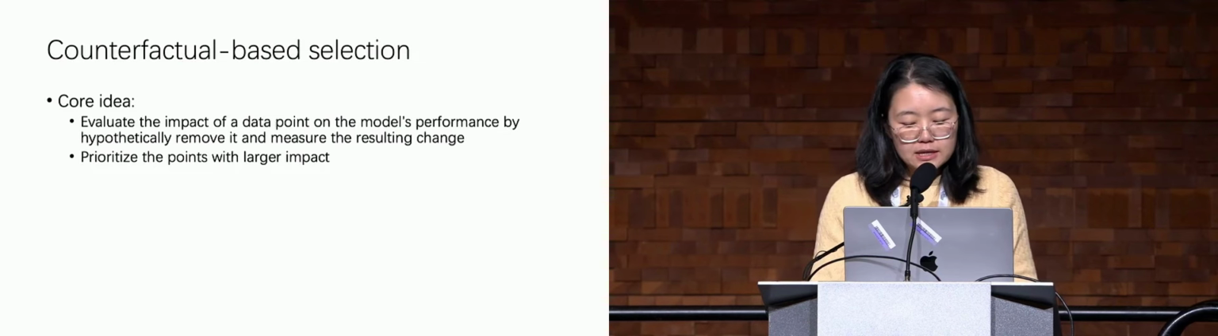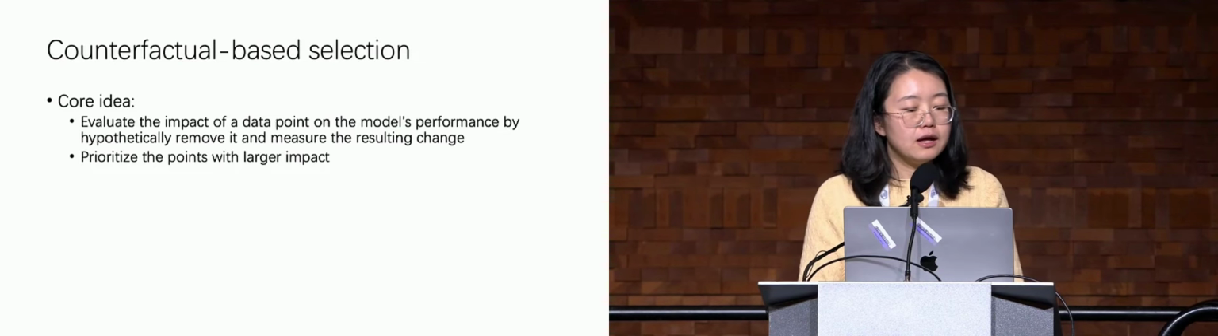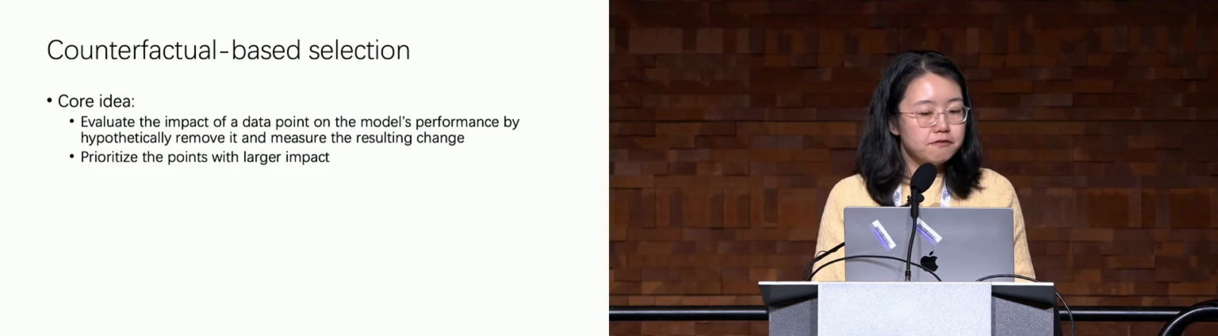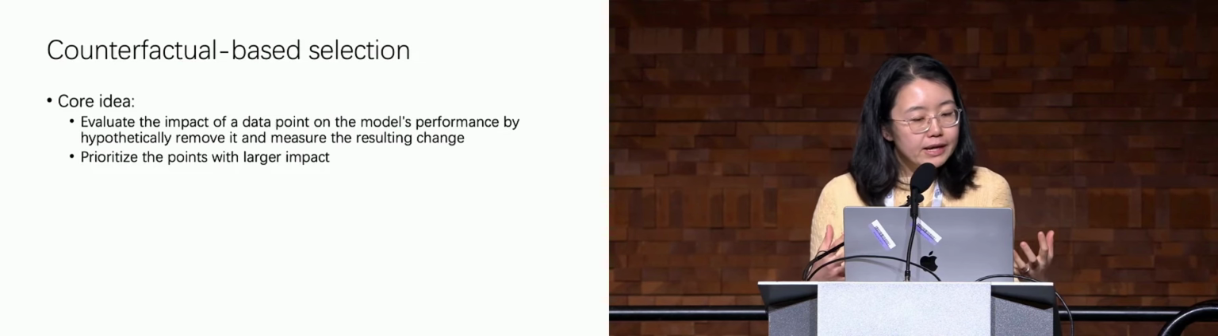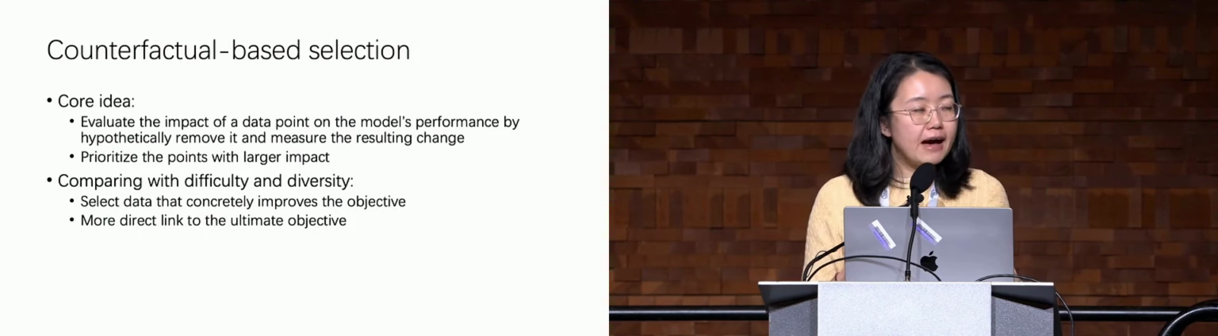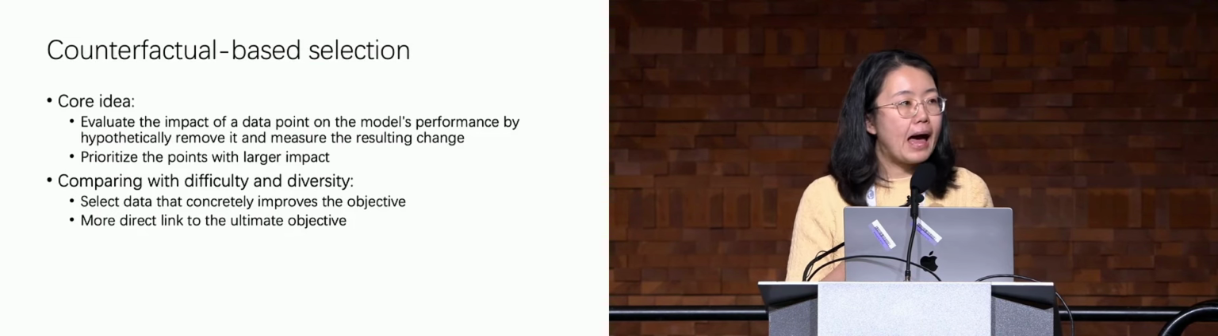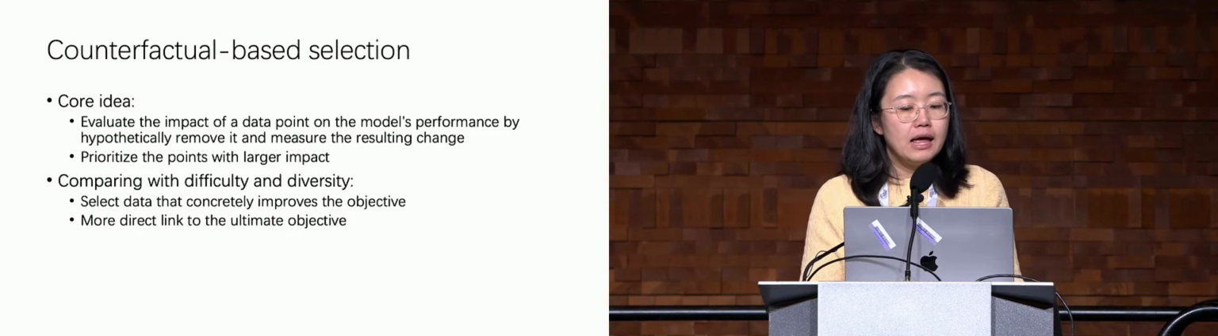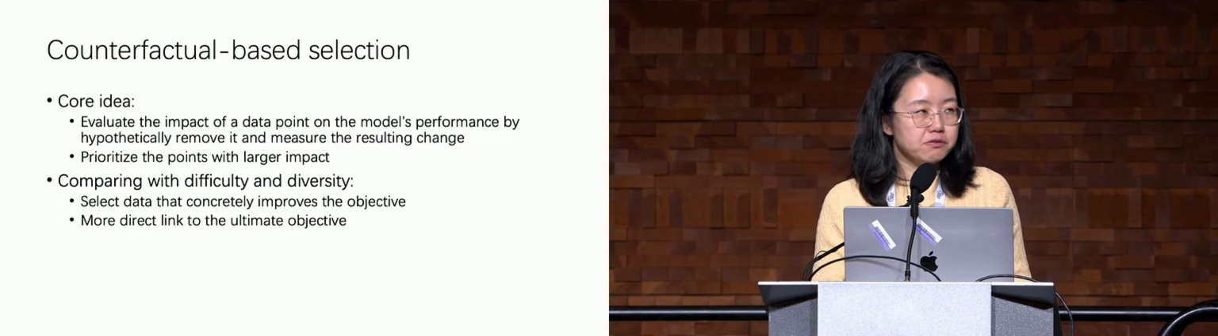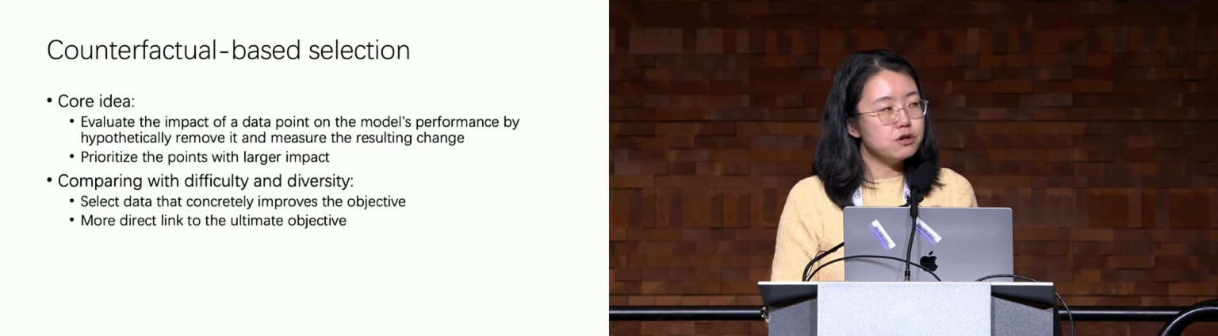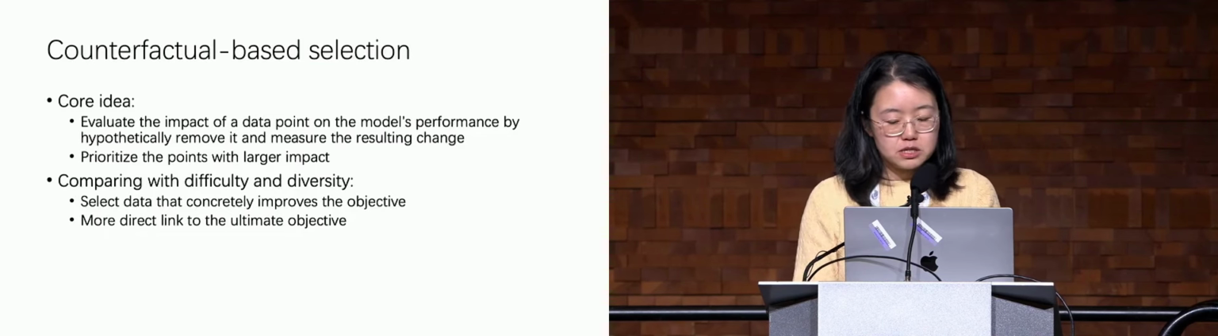Okay, so that leads us to the third data selection criterion, counterfactual-based selection. The core idea is that we want to evaluate the impact of a data point on performance by hypothetically removing it and measuring the resulting model performance change. We want to look at, if we remove the data point, how much the performance changes.